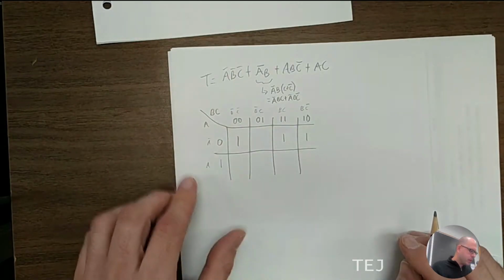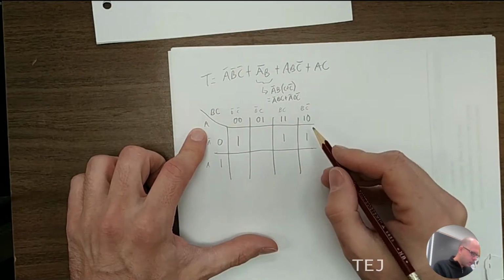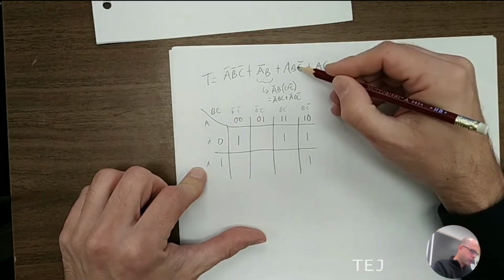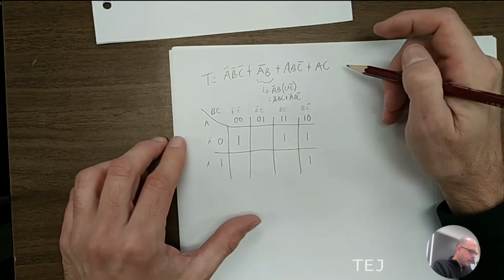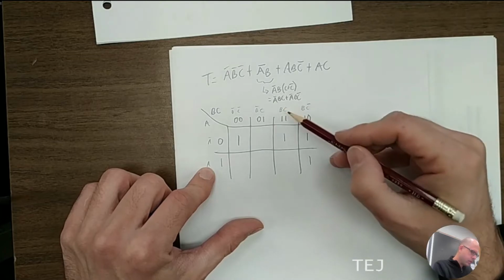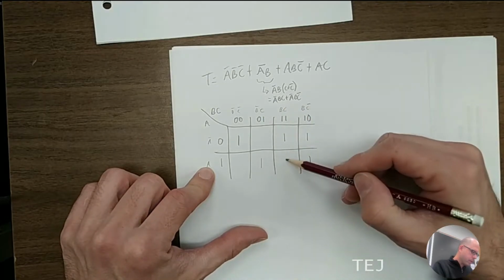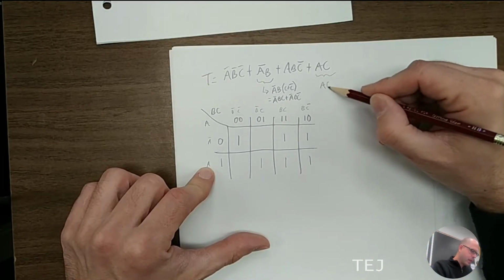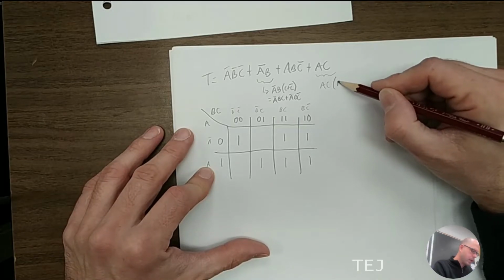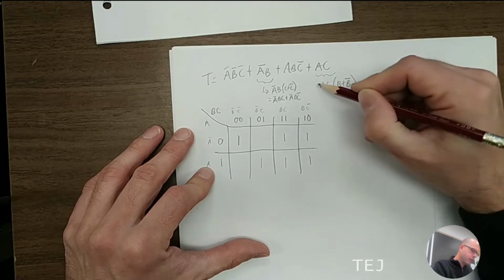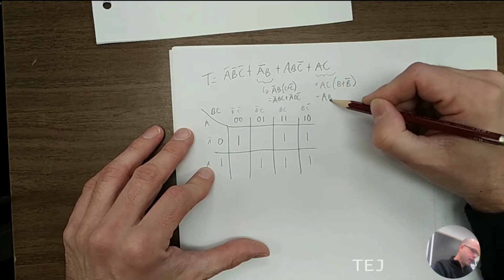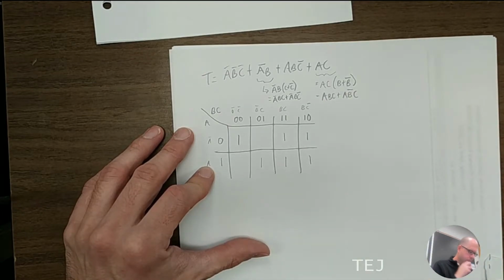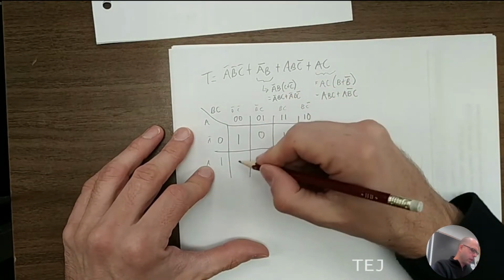Then we have A, B, C naught. So there's a 1 there. That's for the third term. And the fourth term is A, C. Here's A, and here's C. These two are both C, so we're going to fill both of them in. I can show you why. If I take A, C and expand it with a B, it's equivalent to this. When we expand it, you'll see it's A, B, C or A, B naught, C, which are these two cells. Everything else will be a 0. The other two are just zeros.